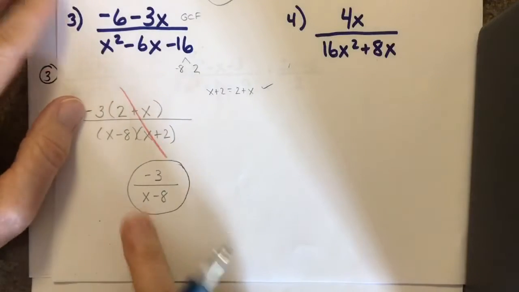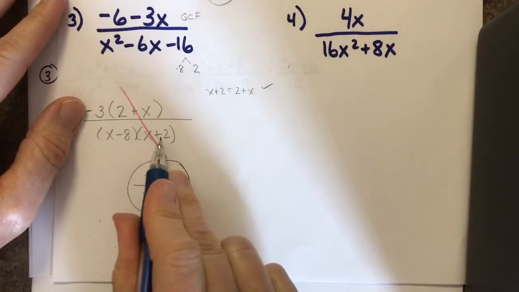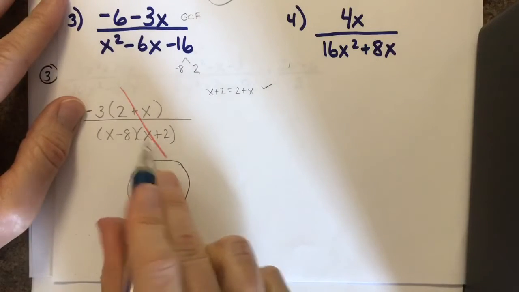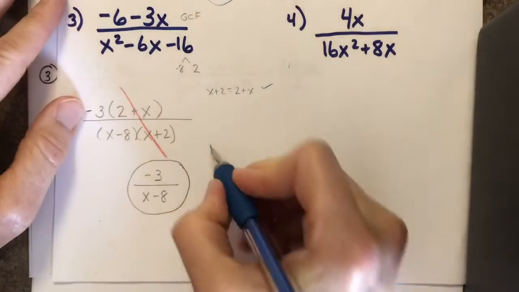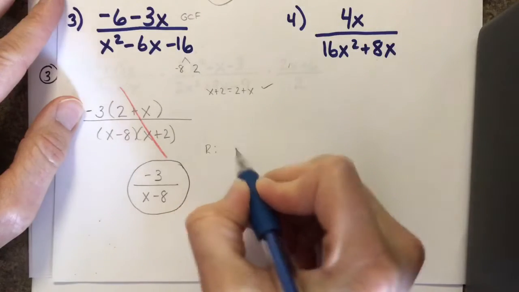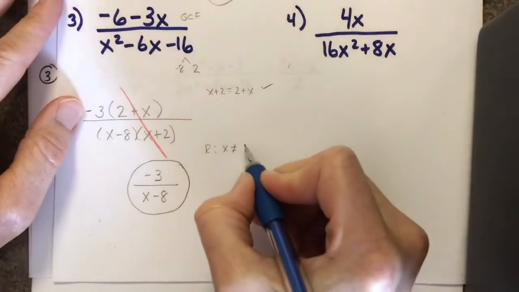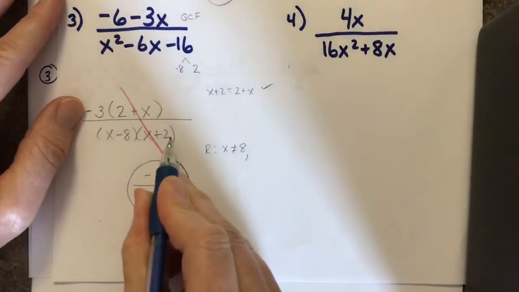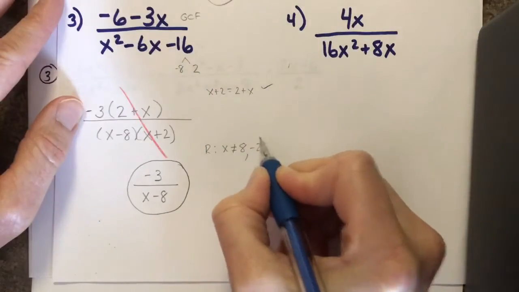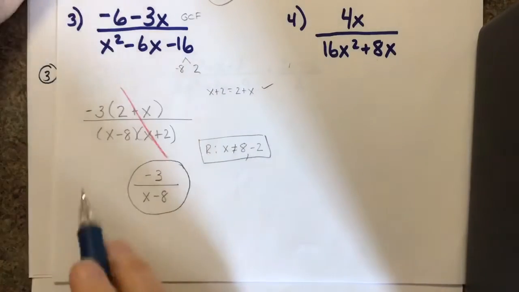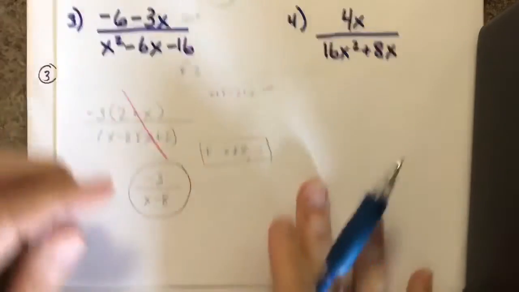I get negative 3 on the top, x minus 8 in the denominator. Final answer. Okay. Now, what are the restrictions? Restrictions come from the denominator, not allowed to be 0. There are 2 factors in the denominator, 2 zeros in the denominator. What are the zeros in the denominator? X cannot be 8, you add a positive 8, and from x plus 2, subtract 2, negative 2. 2 restrictions. All right. They come from the zeros of the denominator.